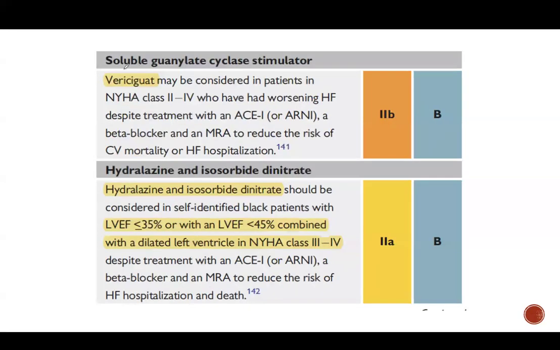New drugs like the soluble guanylate cyclase stimulator vericiguat, which increases the contraction of the heart. Vericiguat is recommended as class 2B therapy. Hydralazine and isosorbide dinitrate are vasodilators. They should be considered in black patients, that is, African patients, if the ejection fraction is less than 35%, or if the ejection fraction is less than 45% along with features of a dilated left ventricle. It is a class 2 recommendation.